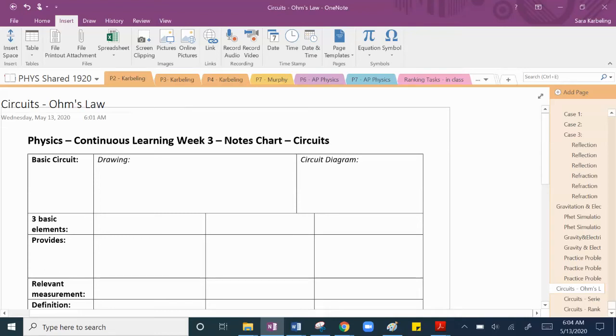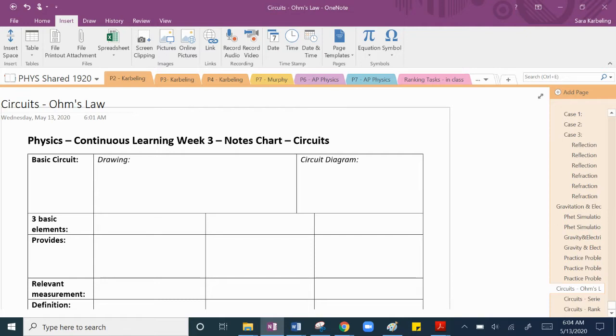Hello, physicists. Welcome to week 3 of the continuous learning. We are going to work on circuits today. Hopefully, you have spent some time already working on the activity, the PhET simulation of circuits, so you've got some handle on kind of what's going on.